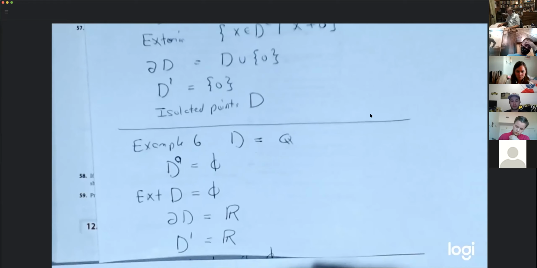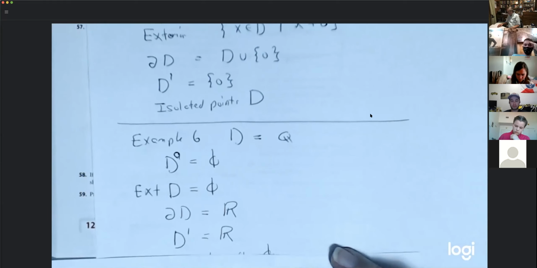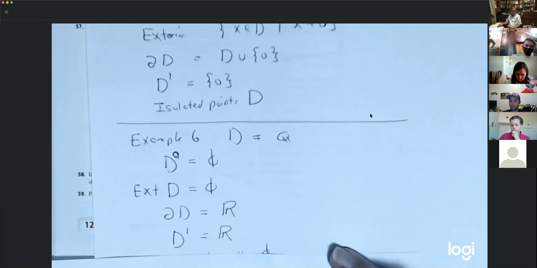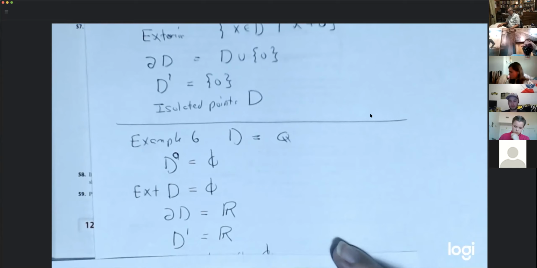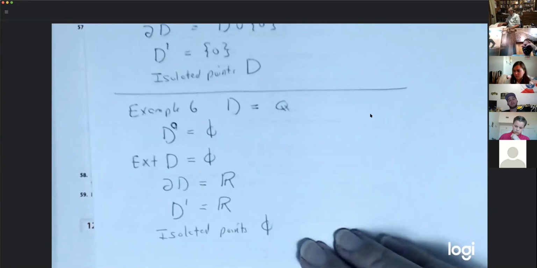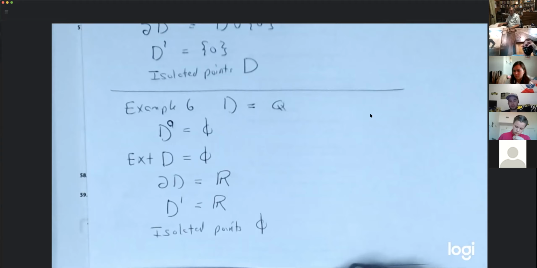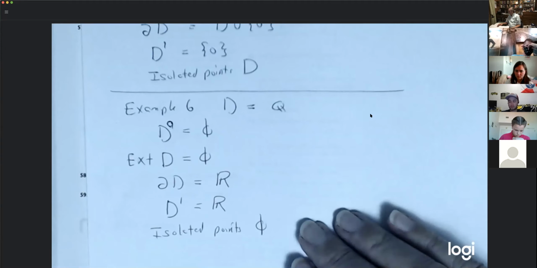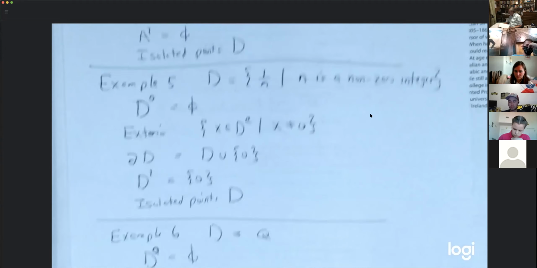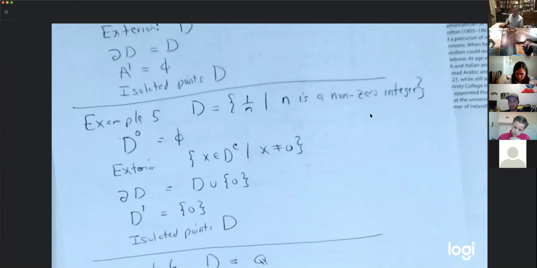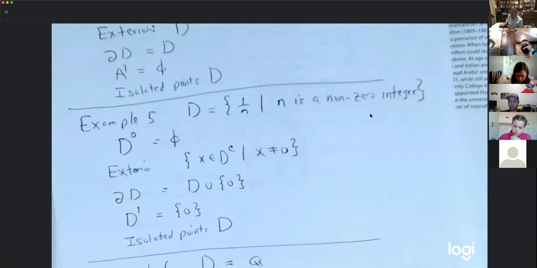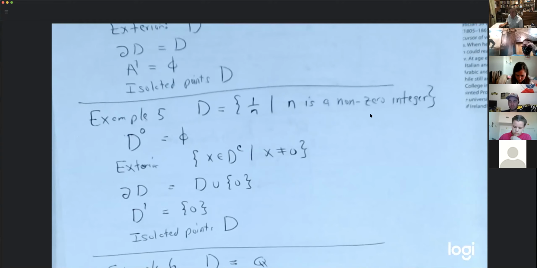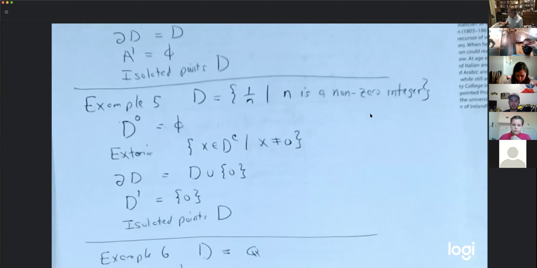What's the interior? I'm sorry, what are the accumulation points? Everything. Every real number is an accumulation point of the rational numbers. So this one is strange. And there are no isolated points. Now, these are going through the 6 things that are in the notes there, examples 1 through 6. This is just trying to spell them out rather than just write them out.